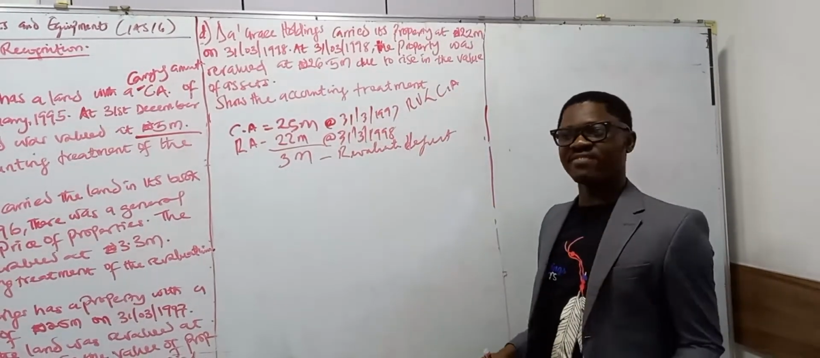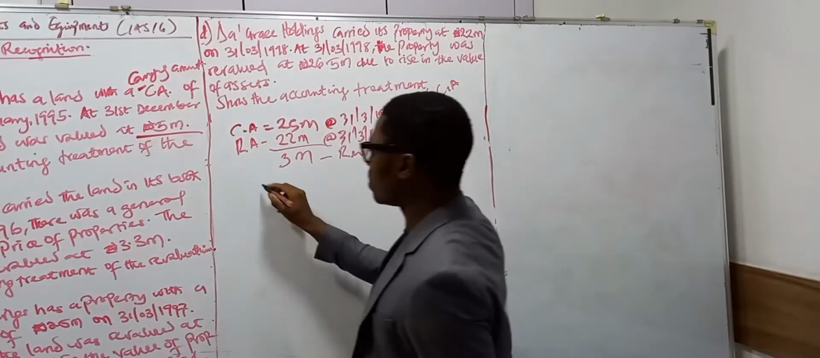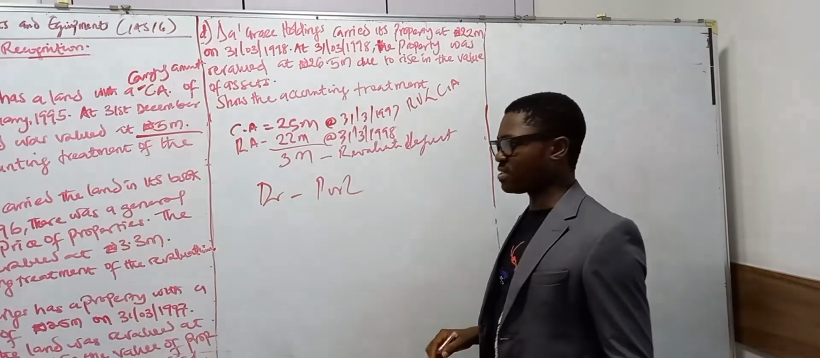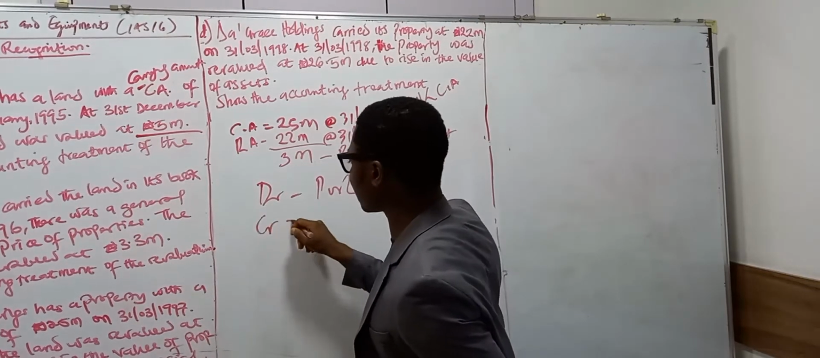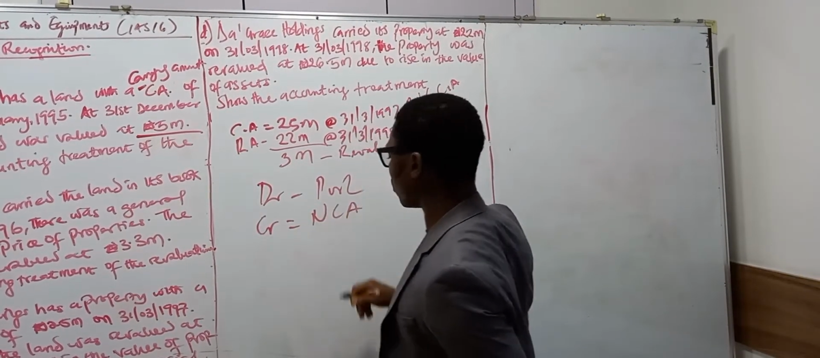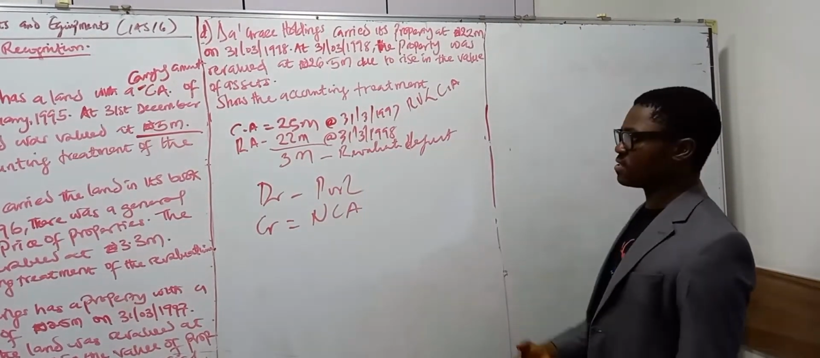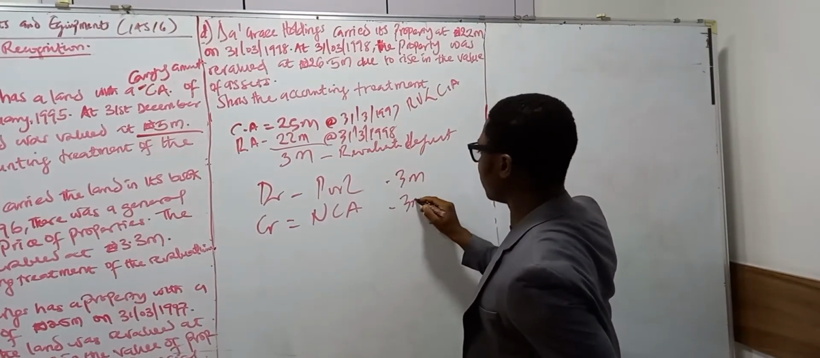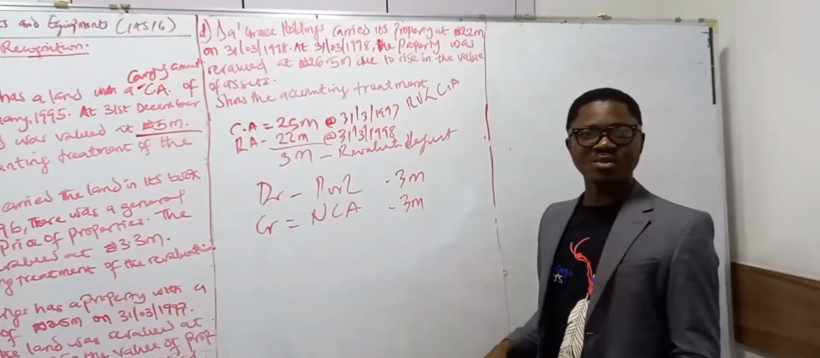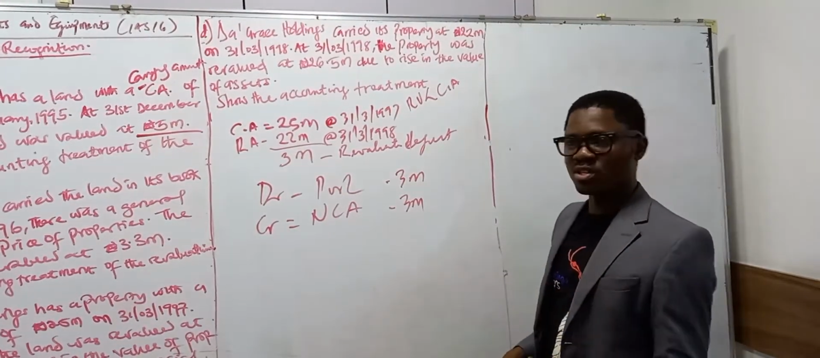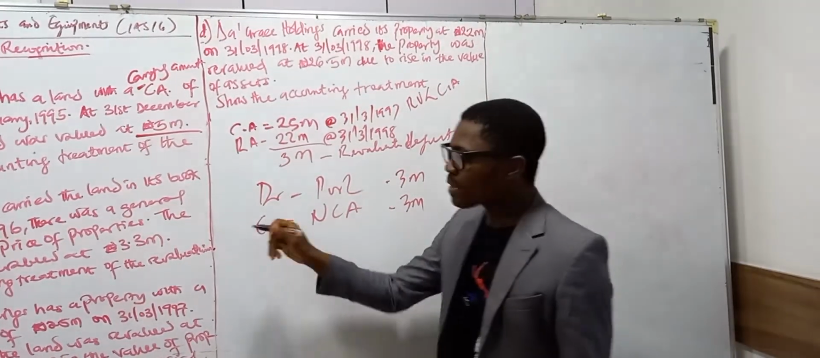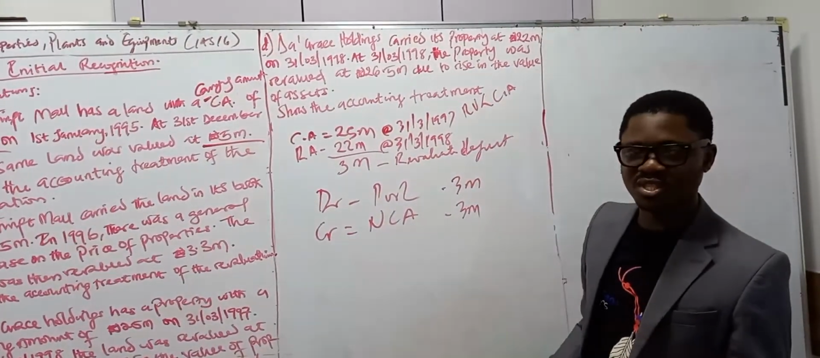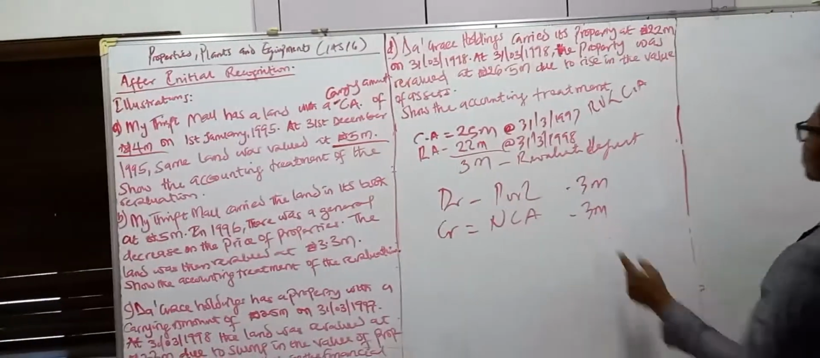Because it is at initial revaluation, the profit or loss will be debited with the revaluation deficit, while the non-current assets will be credited with the revaluation deficit. What is the revaluation deficit? 3 million naira. Why? Because this is at initial recognition. And please do note that the property we are talking about, all this land, is a non-depreciable item. What is the journal entry for this?